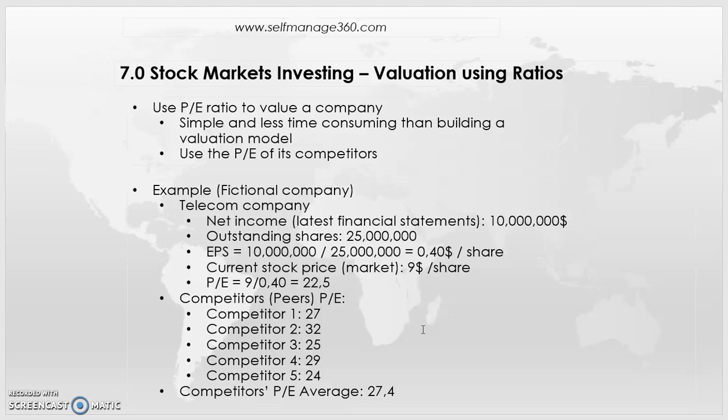So the average price to earnings ratio of competitors to our telecom company is 27.4, and we could own today shares of our fictional company at 22.5 times the profit, which is lower. So that means we would pay less for the profit of this company than the profit of the average of its peers. Obviously, none of these competitors has a lower P/E, so it could be the company that is trading at a lower price to earnings in the group.